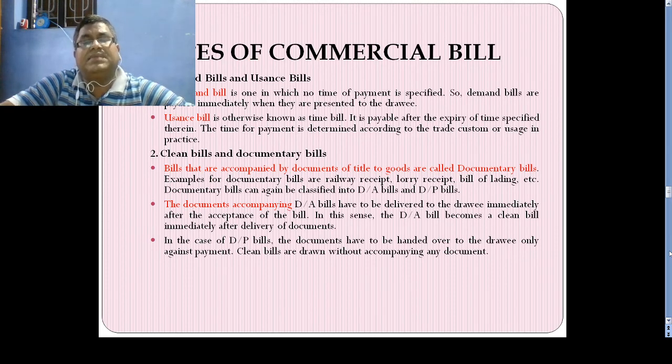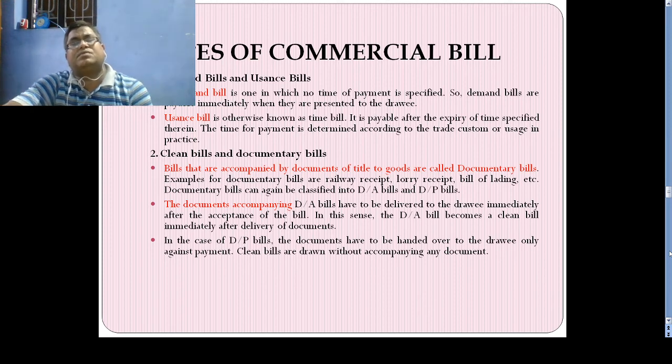Clean bill means the documents accompanying the bill are to be delivered immediately, and that is called a clean bill. When the bill becomes payable immediately after delivering or handing over the documents, it is always associated with the clean bill.